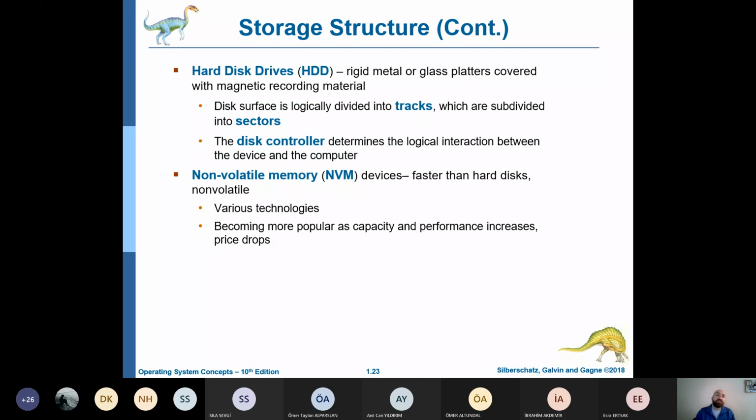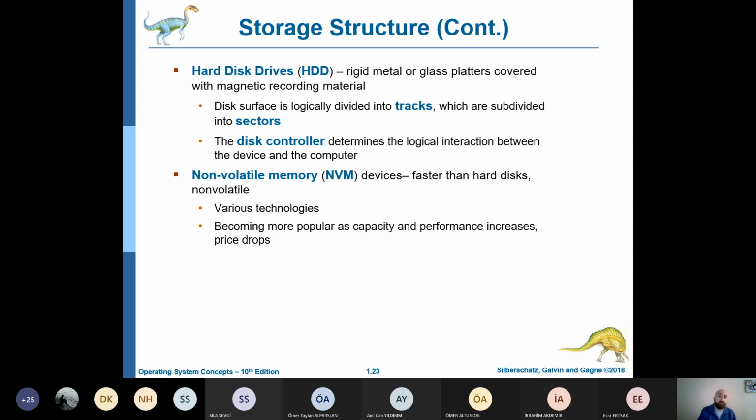As you know, the most common secondary storage devices are hard disk drives. And also, nowadays, we are using non-volatile memory devices, or we can call them SSDs, which provide storage for both programs and data. We can store our programs and our data on hard disks or SSDs. Most programs could be system programs or application programs. It's not important at that point.